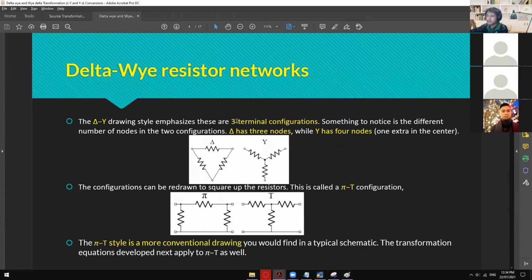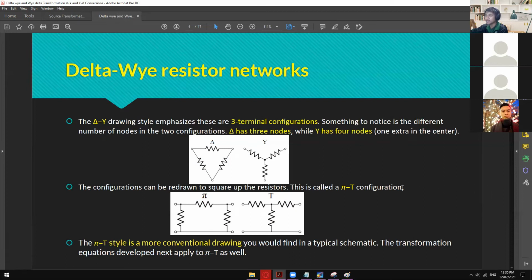Well, anyway, just a fact, not that it really matters when it comes to delta to Y: a delta is composed of three nodes, so 1, 2, and 3, and then Y is composed of four nodes, so 1, 2, 3, and then 4. Again, you can transform this delta into a pi configuration. Those two are just the same, it's just that from three nodes it will become four nodes. The same with Y, you can actually transform this one into T. Those two are just the same, but from four nodes it will become five nodes. So there is an additional one if you're going to use the pi and then T configuration.